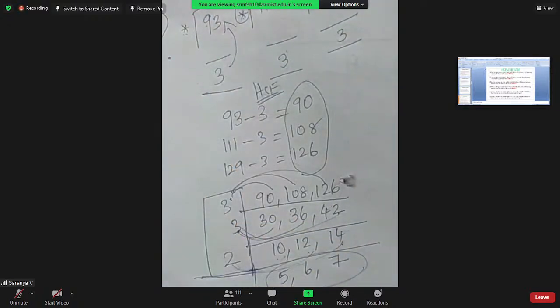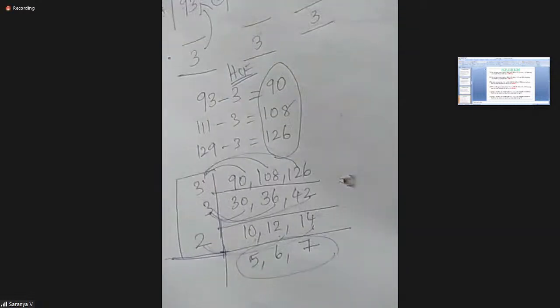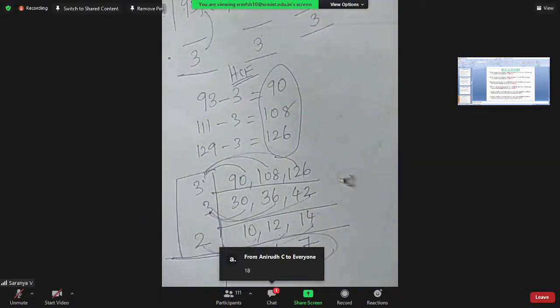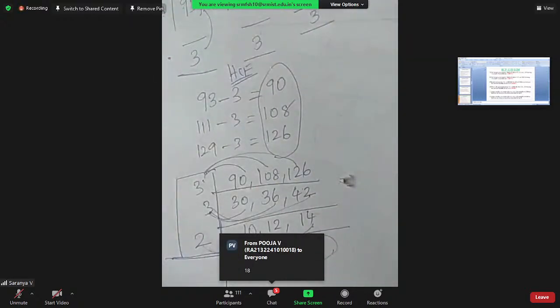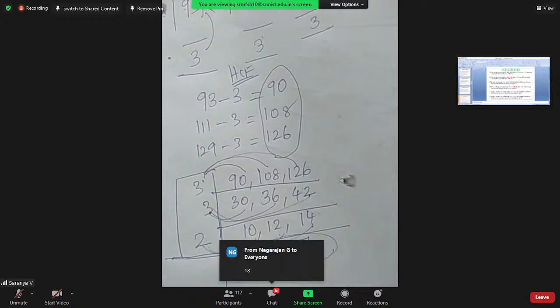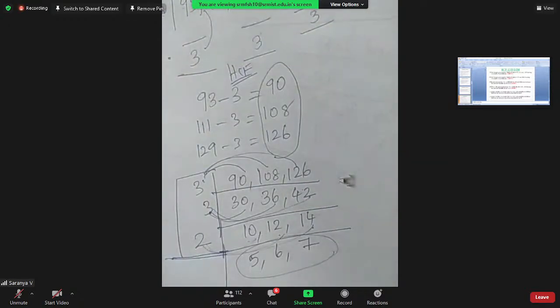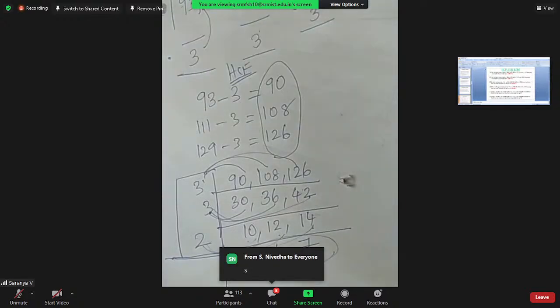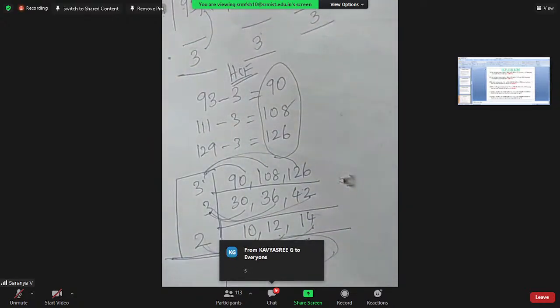Okay. So what is the answer now? Post your answers. Yes, 18. Is that clear for all the students? Yes, type the letter S in the chat box.